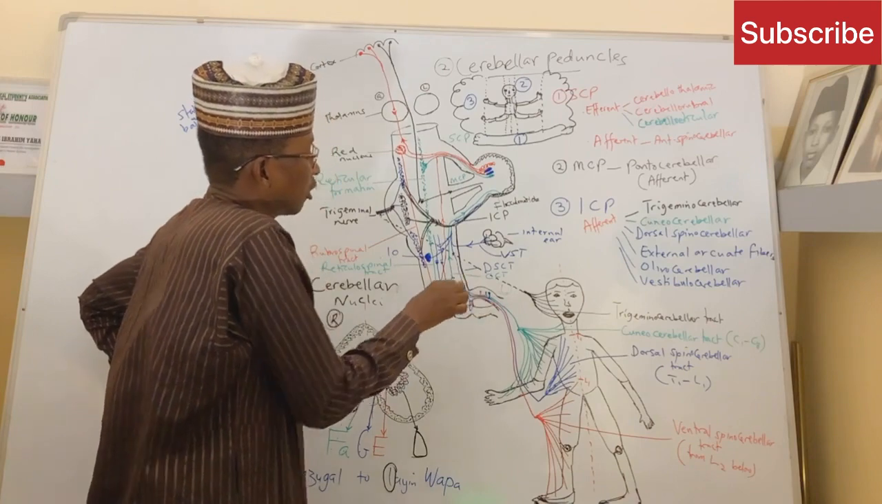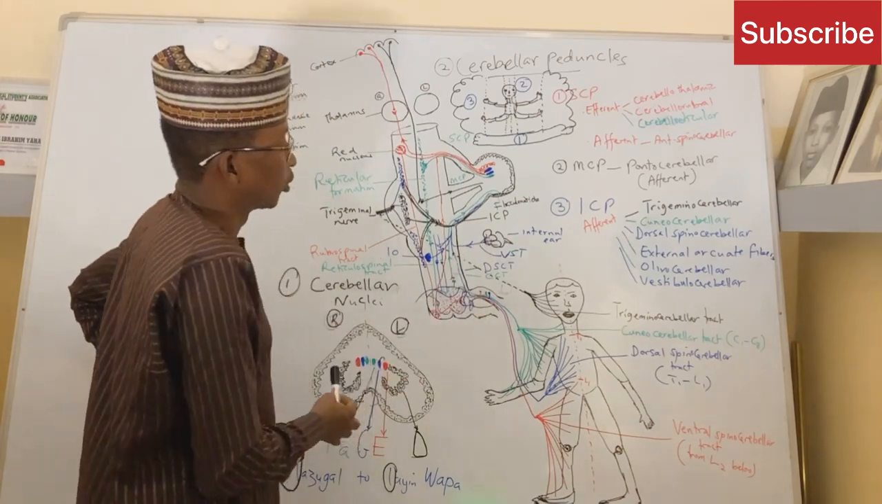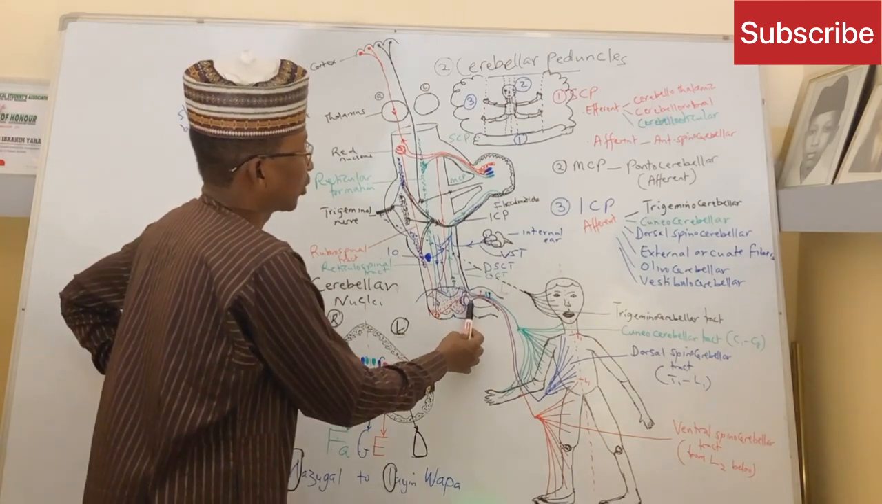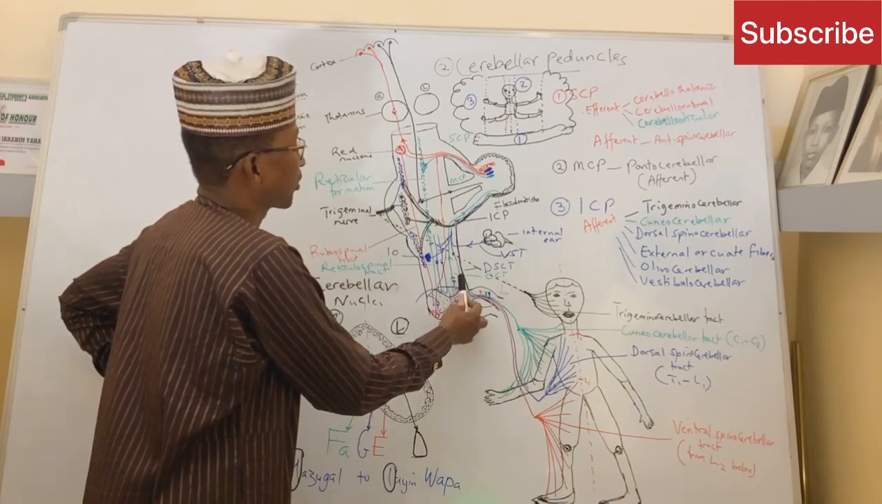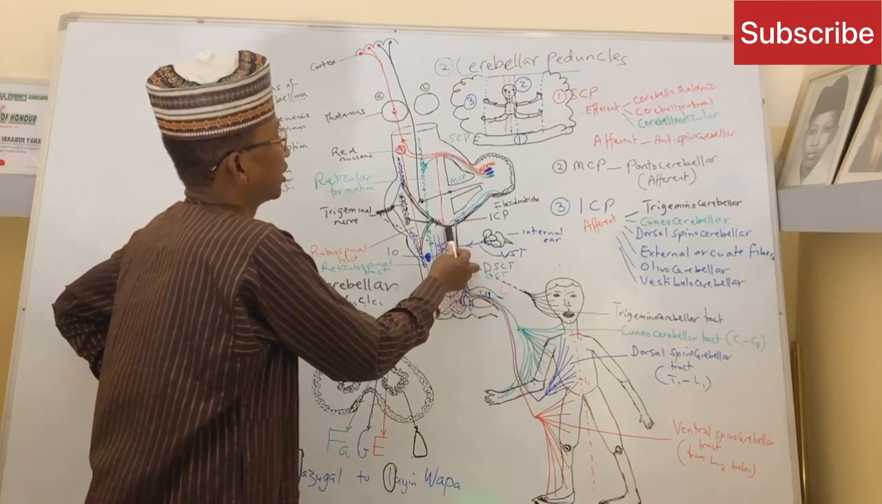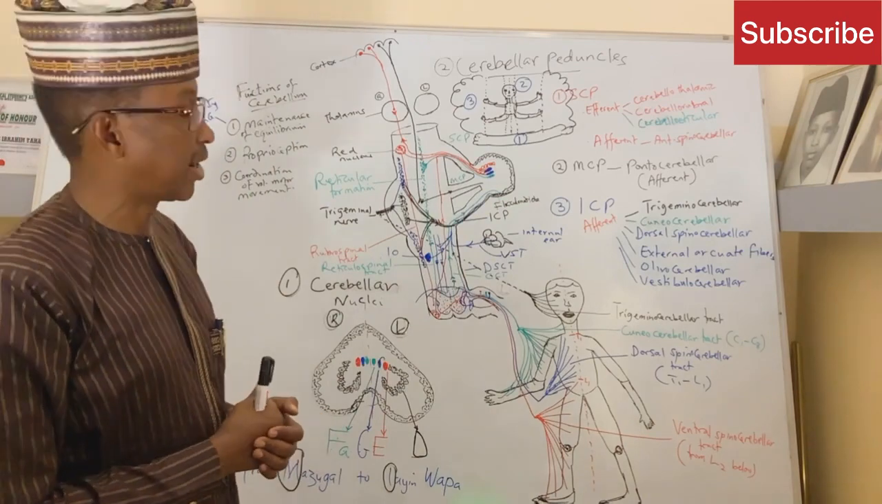They get out of the gray matter of the spinal cord and then form the dorsal spinocerebellar tract on the inside of the lateral funiculus. The second order neuron fibers ascend up through the spinal cord and the medulla oblongata until they reach the cerebellum through the inferior cerebellar peduncle.